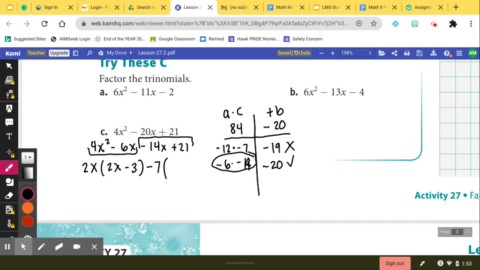So that would make me have a positive 2x, and then minus 3, because a negative times a negative would be a positive. And those two binomials are the same, which is what I want. So I have 2x minus 3 times what's left, which is 2x minus 7. And again, we can check that by doing the multiplication, and we would get 4x squared minus 20x plus 21. So that's when my trinomials don't have any greatest common factors in the actual trinomial.